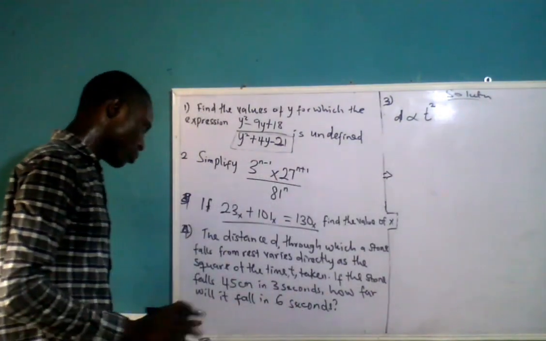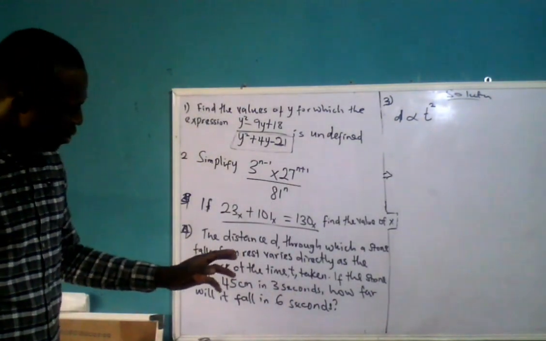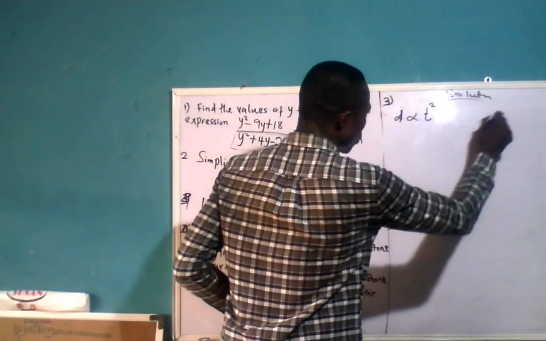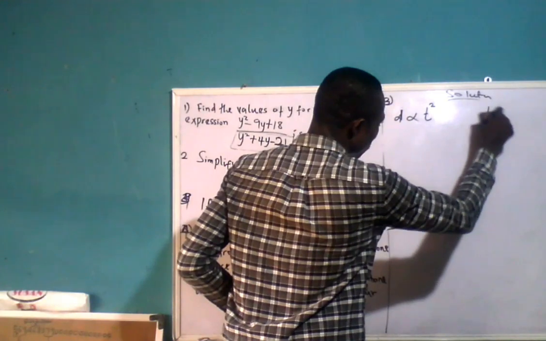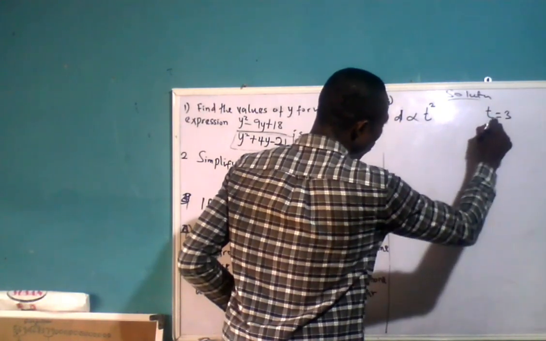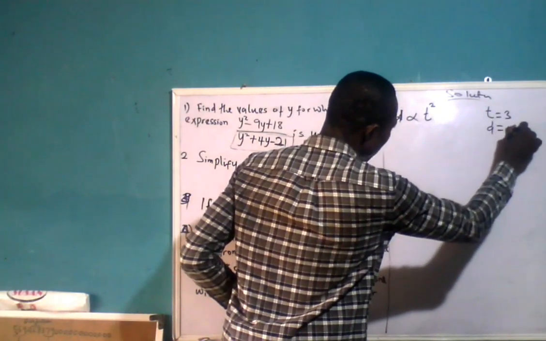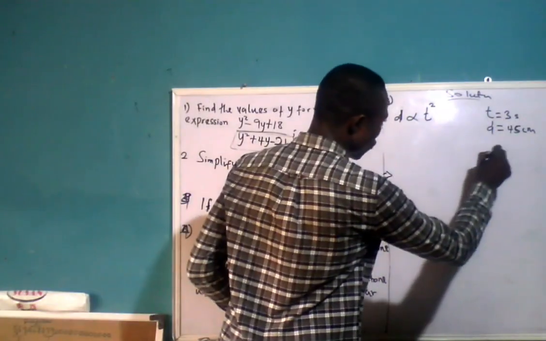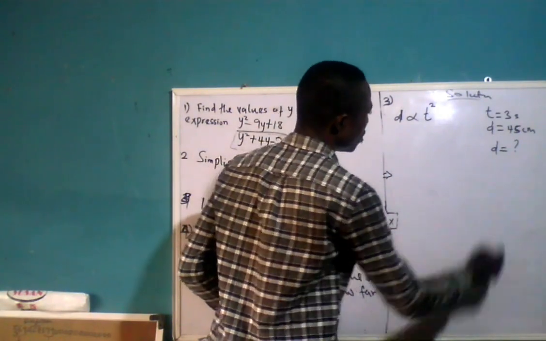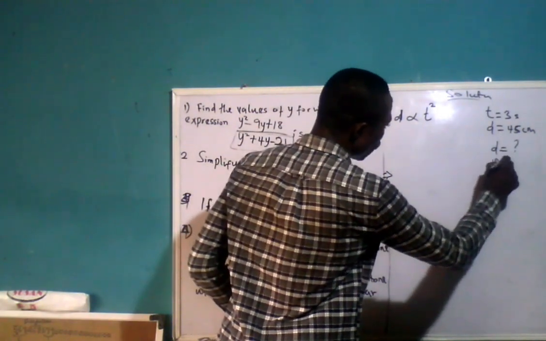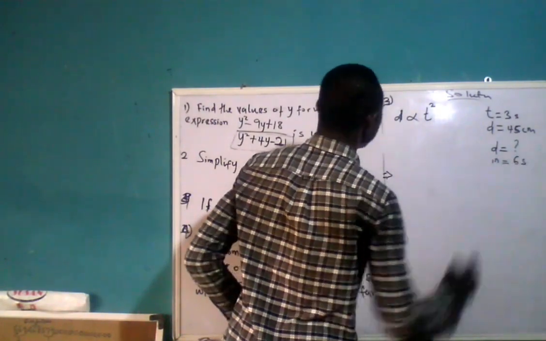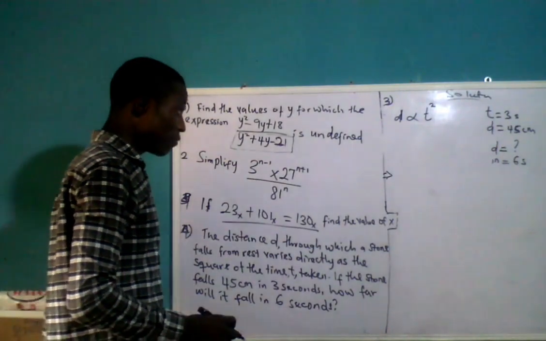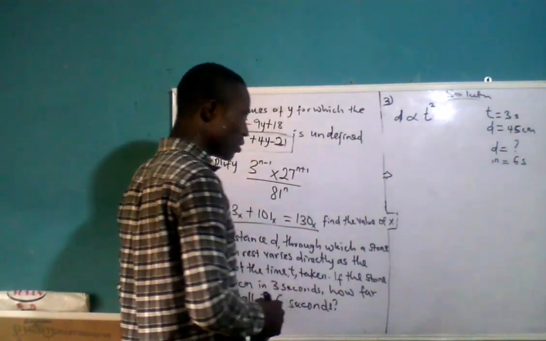That's the interpretation. Simple. Now we are told that the stone falls 45 centimeters in 3 seconds, so it takes the stone time t equal to 3 to fall distance d equal to 45 centimeters. We are being asked to find what the distance d will be if the stone falls in 6 seconds. That's the question, that's the interpretation. Once you are able to interpret it this way, the rest is very simple.